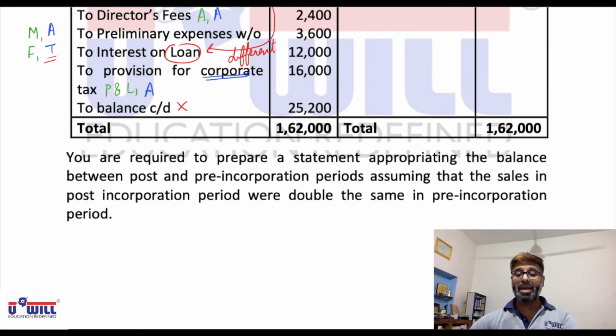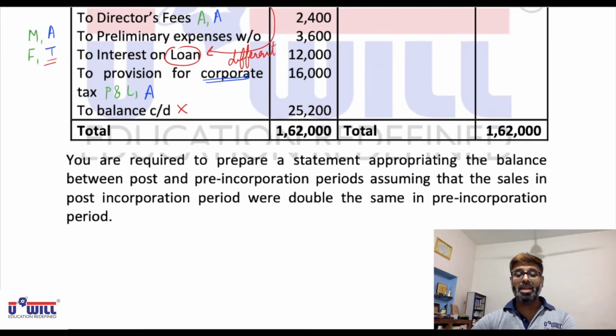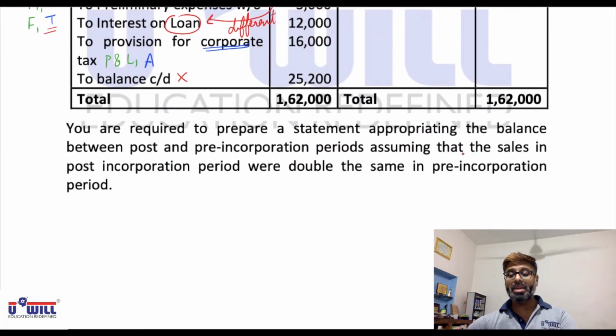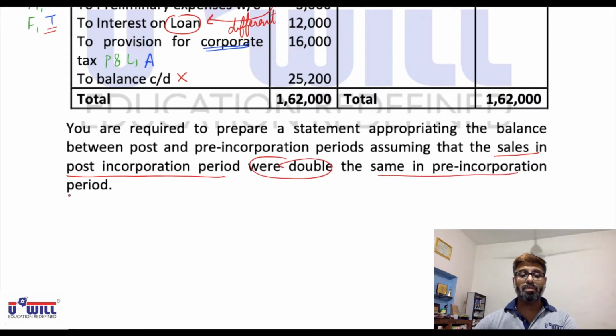You are required to prepare a statement appropriating the balance between post and pre-incorporation period, assuming that sales in post-incorporation period were double the same in pre-incorporation period. So that will help us in getting the sales ratio. All of you must pause the video and make 3 workings on your own. Which 3 workings? Time ratio, sales ratio, and time ratio for interest on purchase consideration, that is up to the date of repayment. Pause the video and make the 3 workings on your own.